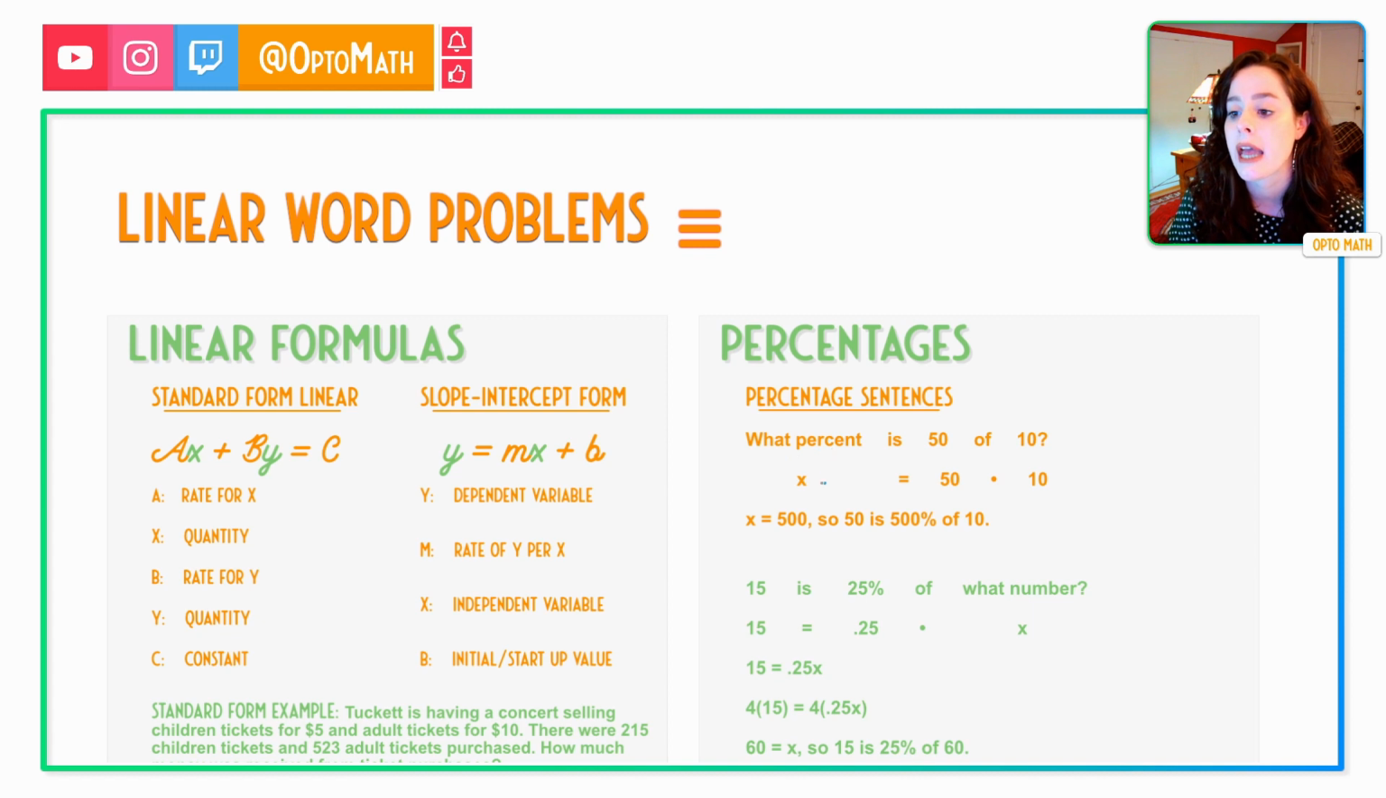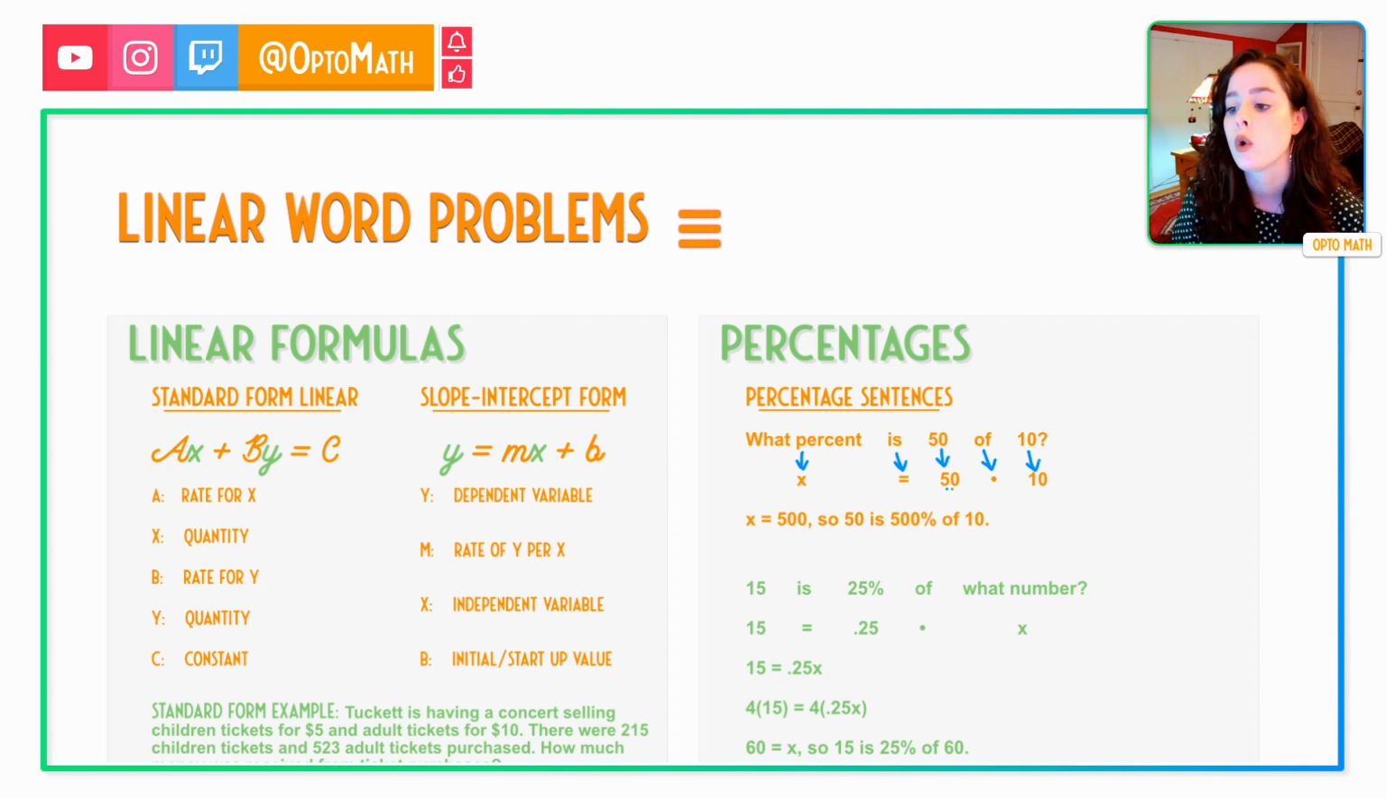Let's take a look at the first one. What percent is 50 of 10? So what percent can act like our X here? Is like our equal sign. 50 just stays as 50. Of is like a multiplication symbol. And 10 just stays as 10.